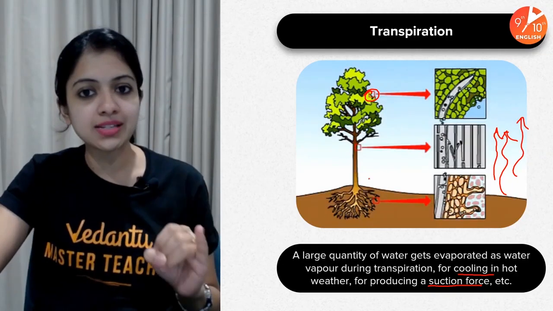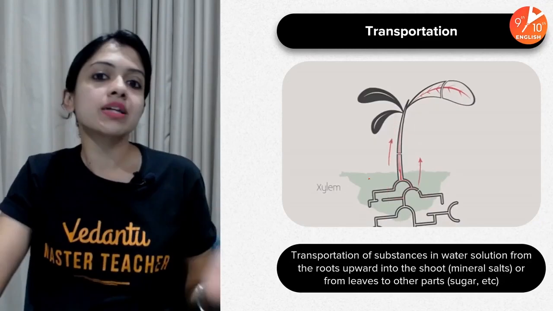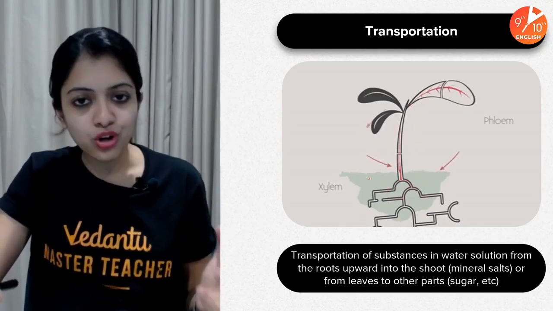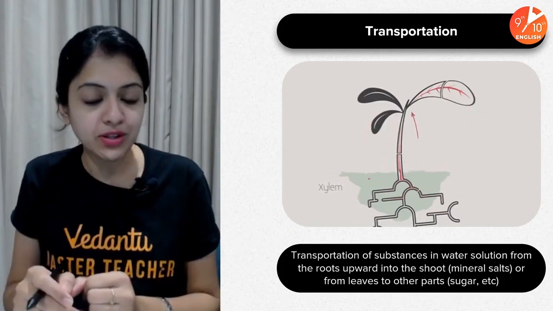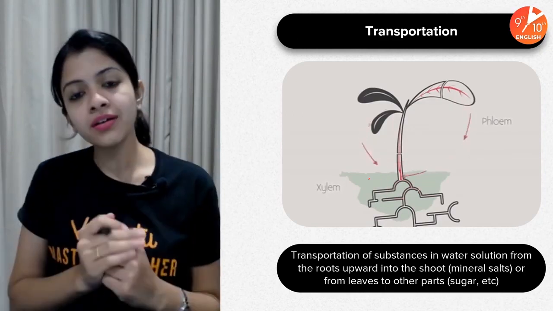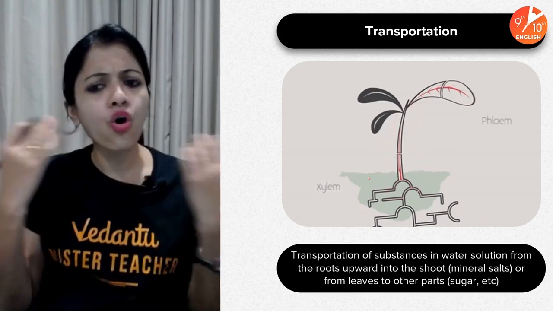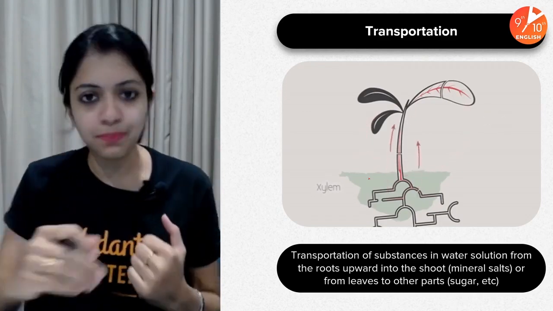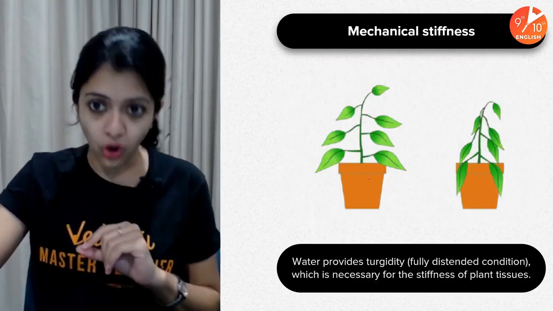So we've seen photosynthesis and transpiration, how water plays a major role in these two. Now, transportation. I've told you all about xylem and phloem. Xylem especially is involved in transport of water and minerals, substances in water solution, from the roots upward into the shoot, or with the help of phloem, from leaves to other parts of the plant. This is all happening with the help of a watery medium in the plant body, right? So transportation of materials requires water.